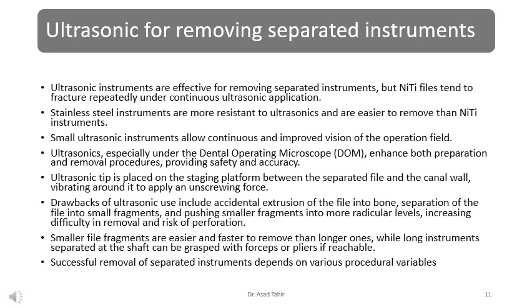The ultrasonic tip is placed on the staging platform between the separated file and the canal wall, vibrating around it to apply an unscrewing force. Drawbacks of ultrasonic use include accidental extrusion of the file into bone, separation of the file into small fragments, and pushing smaller fragments into more radicular levels, increasing difficulty in removal and risk of perforation. Smaller file fragments are easier and faster to remove than longer ones, while for long separated instruments, a shaft can be grasped with forceps or pliers if reachable.